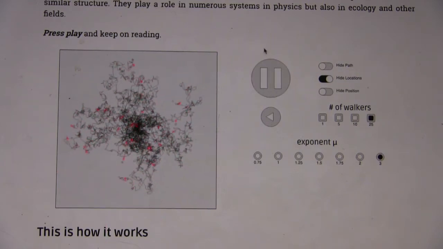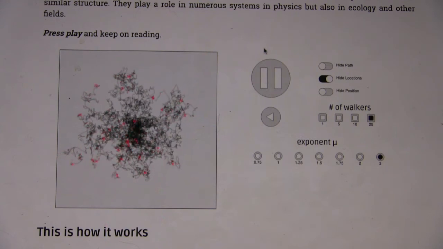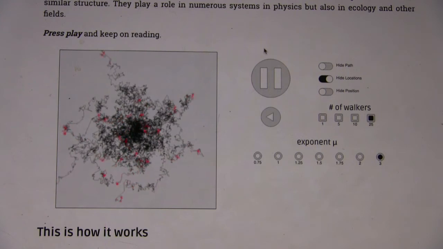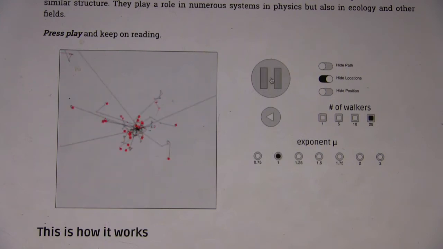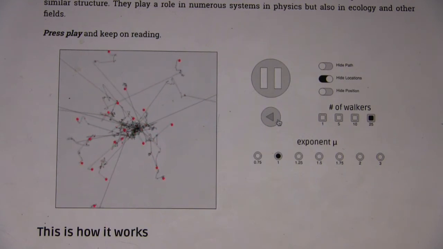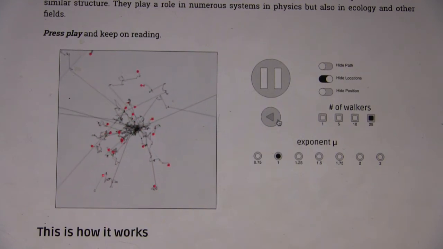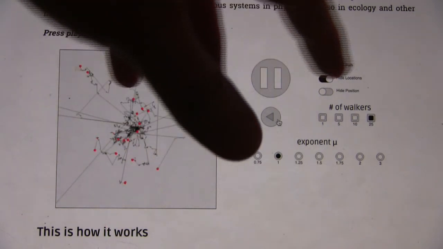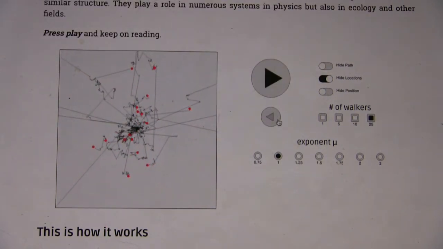So there's 25 dots. That really does look a lot like what we saw before, right? Yeah. You don't see super gigantic jumps, but with 25 dots here you see a lot of really big jumps. Yeah, and it says up here that they play a role in numerous systems in physics and also ecology and other fields.